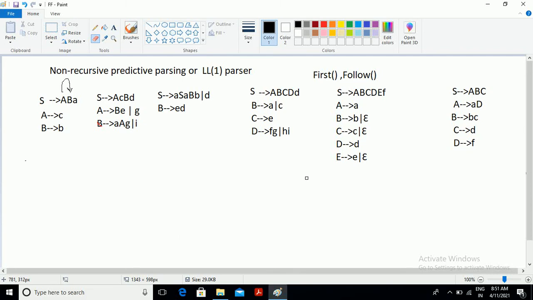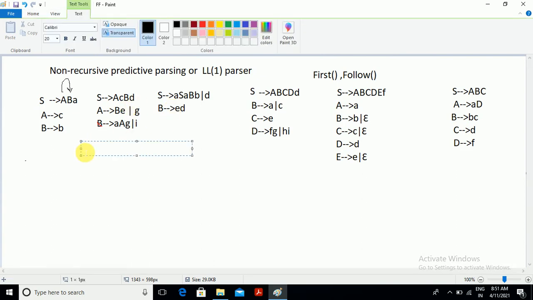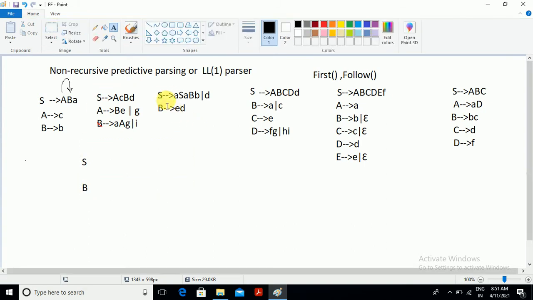The next example is the third example. In the third example, how many non-terminals are there? Two non-terminals are there, and here we want to find out the follows. We need to find out the follows of S and B for the third example. Here I have taken S, and the next one is B. There are only two non-terminals in the third example.